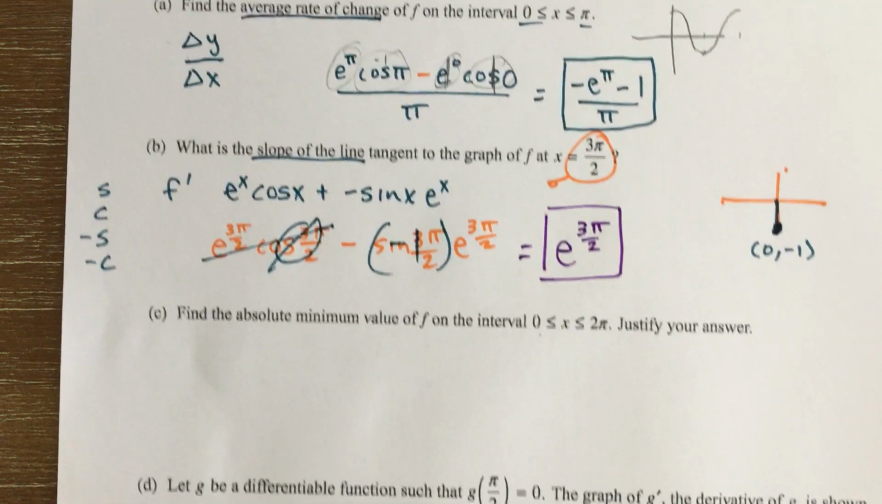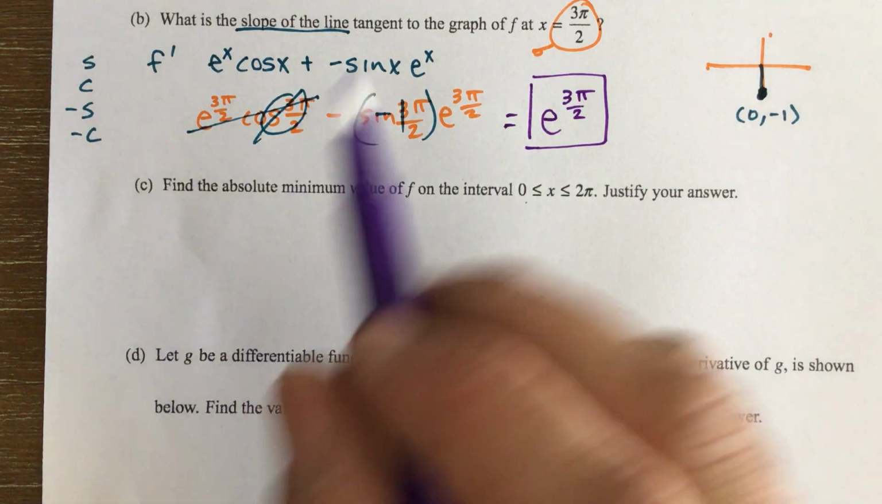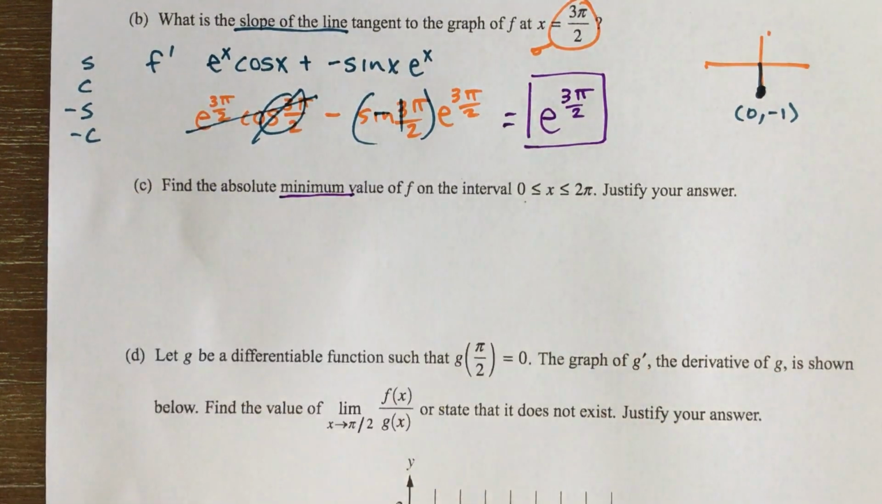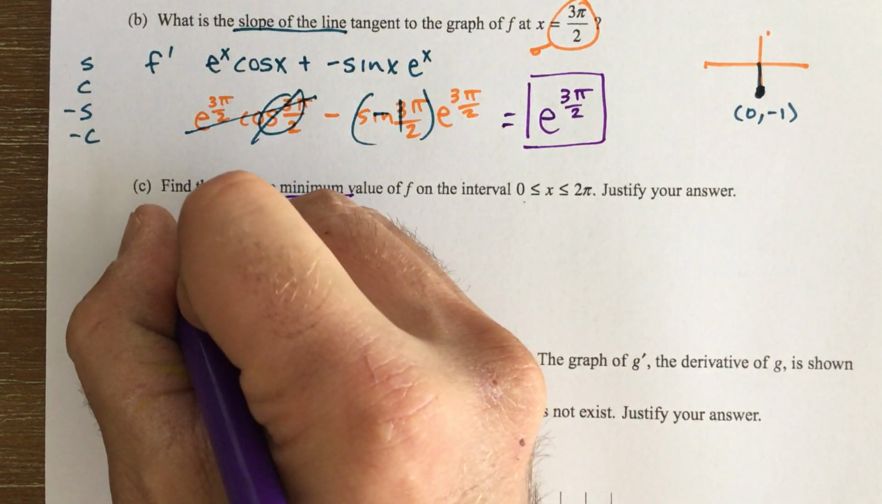And part C. Find the absolute minimum value of f on the interval 0 to 2 pi and justify my answer. Okay, so I feel like I remember on 2019 they asked a problem that was extremely similar. To find a minimum, first thing we're going to have to do is take the derivative. Well, minimums occur at endpoints or when the derivative is equal to 0 or undefined. So endpoints is one place I want to look.